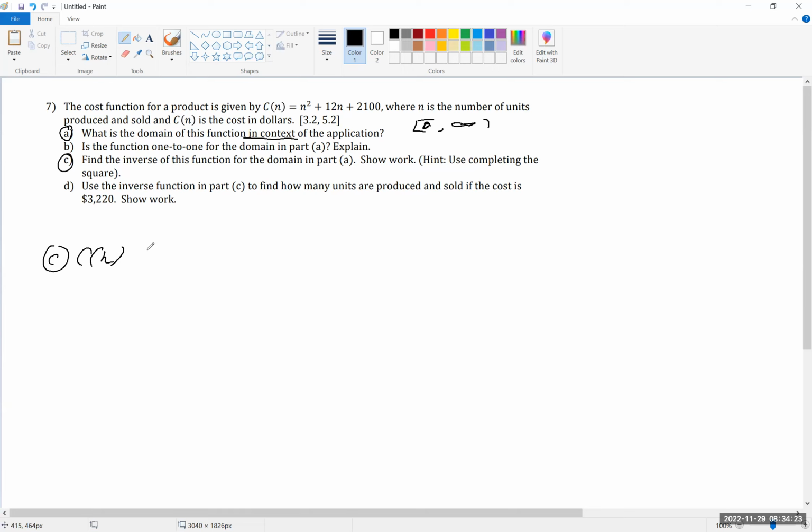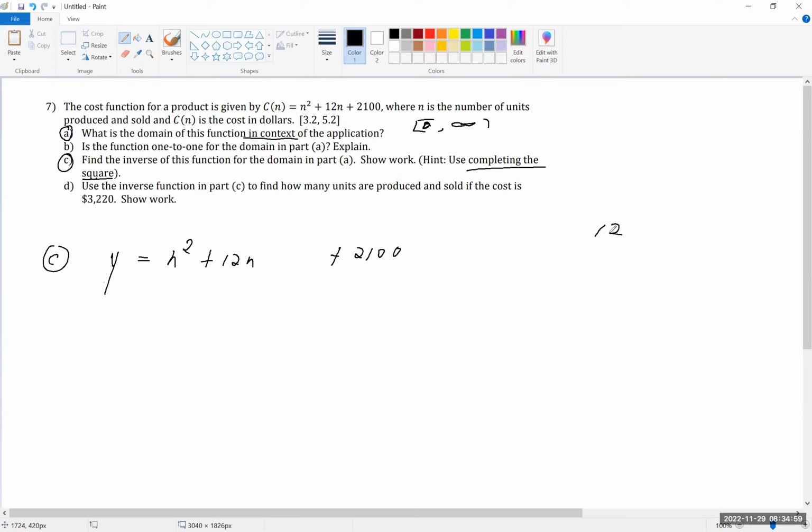So I'm going to do n. I'm looking for the inverse. So I'm actually going to call this a y for now. Let me go ahead and erase that. It's just easier if we do that for now. So I'm just going to write it as a y, and then it's n squared plus 12n plus 2100. And it gives you the hint of completing the square.